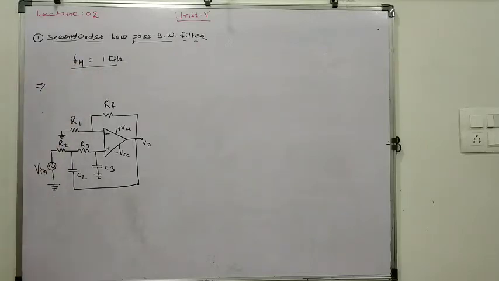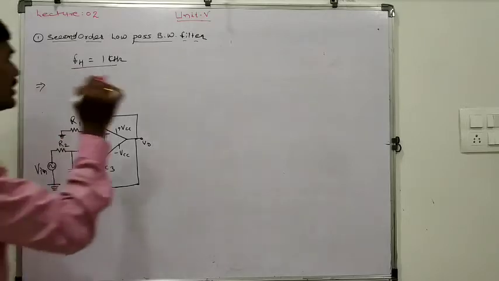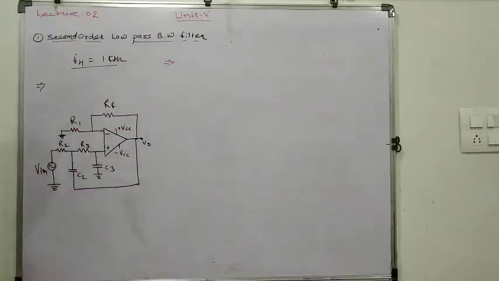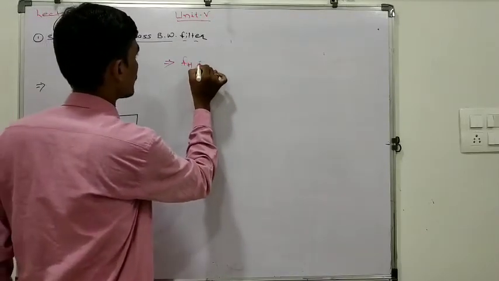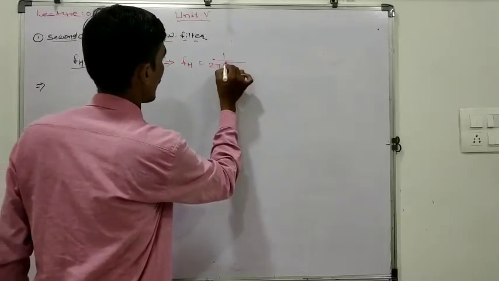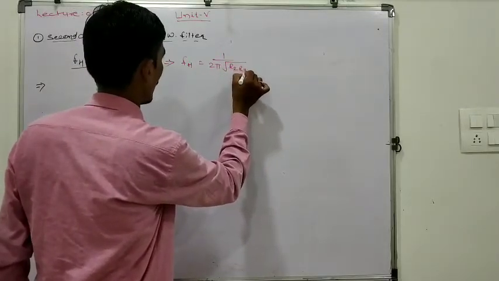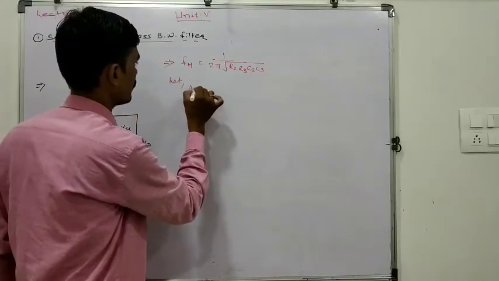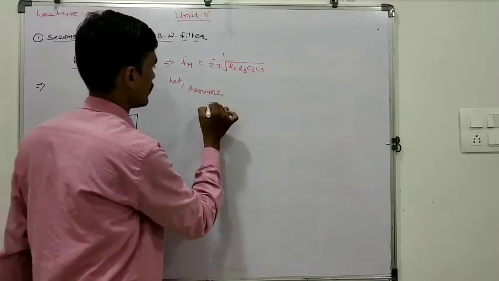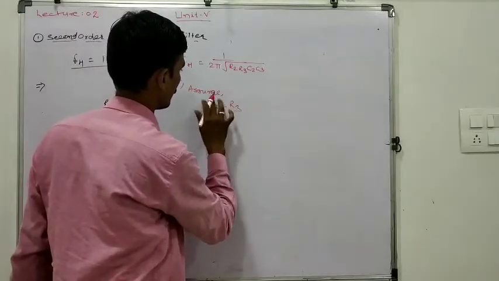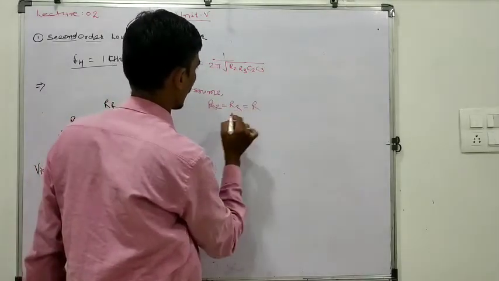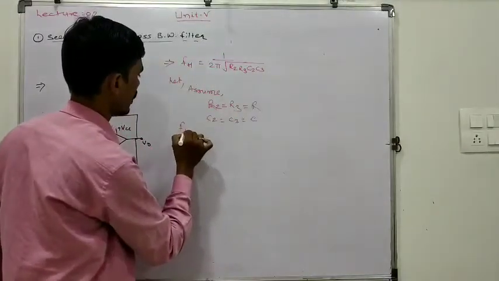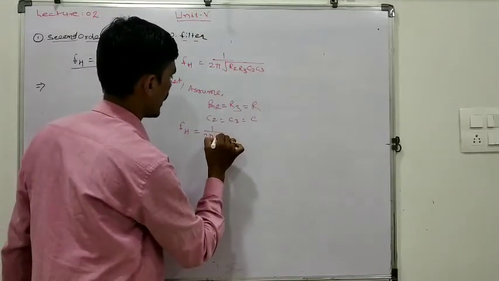Now again here we are having the formula, so let us start with the solution. When we start with the solution, we have the formula for FH for the second order filter. FH is equal to 1 upon 2 pi under root of R2 R3 C2 and C3. So let us assume R2 is equal to R3 is equal to R and C2 is equal to C3 is equal to C. So we have the formula FH is equal to 1 upon 2 pi RC.